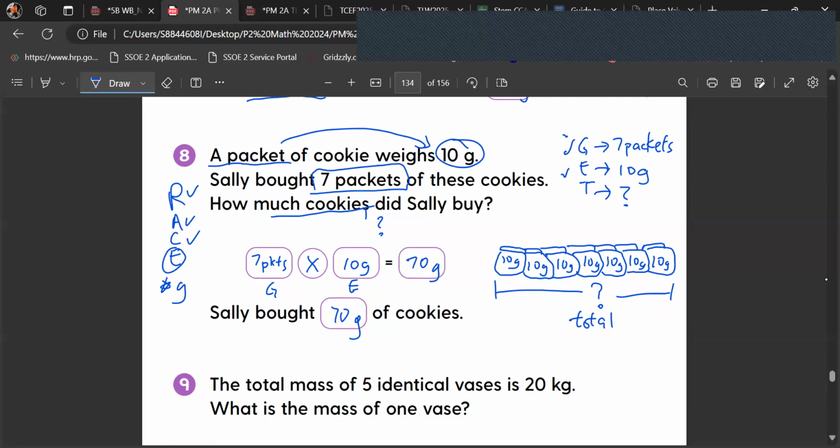Travis, have you finished? Quickly, I'm moving already. You're trying to draw the cookies? Don't need to draw the cookies, draw the packets, okay? Draw the packets. The packet is inside the cookie. The cookies is inside the packet.